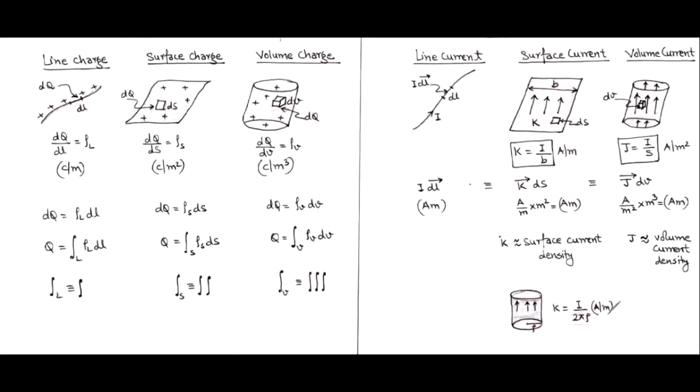Third is volume current element. In this we consider a volume through which a constant current is flowing, and here we consider a volume current density denoted by J, and it is a ratio of current upon cross-sectional area, and the volume current element is J vector into dV.